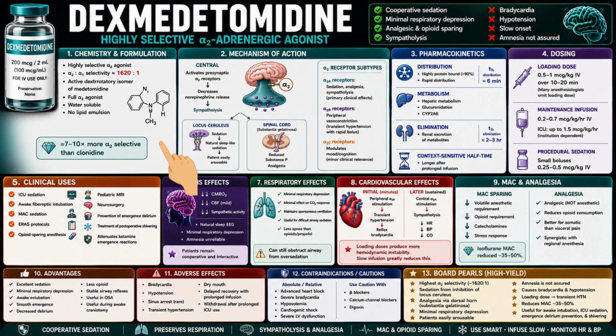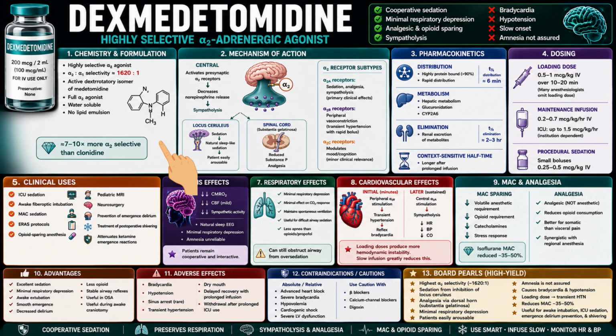Chemistry and formulation. Dexmedetomidine is a highly selective, specific, and potent α₂-adrenergic agonist. The α₂ to α₁ receptor selectivity ratio is approximately 1,620 to 1. This extraordinary selectivity is what defines dexmedetomidine's clinical profile. Compare this to clonidine, the older α₂ agonist, with a selectivity ratio of only 220 to 1. Dexmedetomidine is 7 to 10 times more selective for α₂ receptors than clonidine.